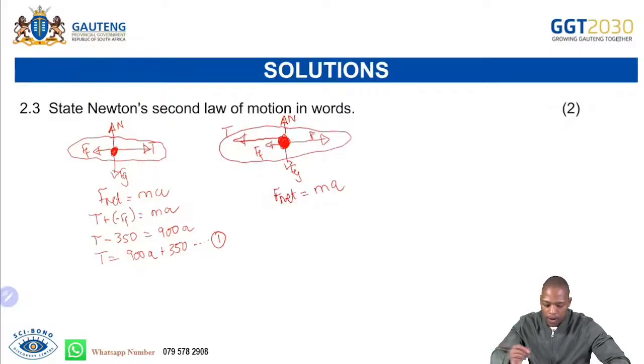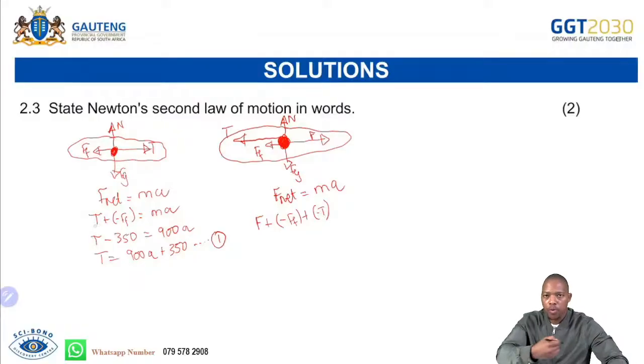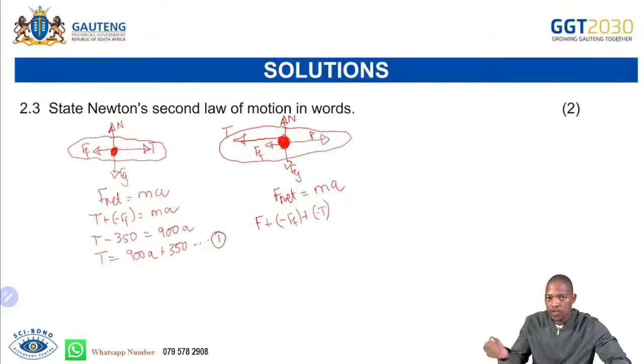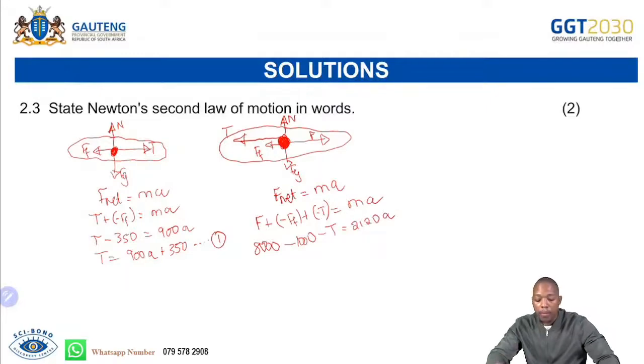This is force applied, all the horizontal forces. And then what are the horizontal forces? I have force applied plus a negative frictional force plus a negative tension. Tension this side was positive because it was pulling in a positive direction. Tension this side is negative because it is pulling in a negative direction. This is equals to MA. Then I substitute. I am aware that force applied is 8,000 minus the frictional force of 1,000 minus an unknown T. This is equals to 2120A, which is the mass of the track.